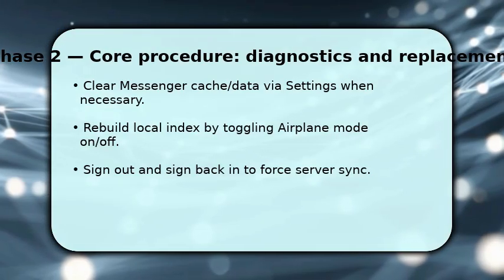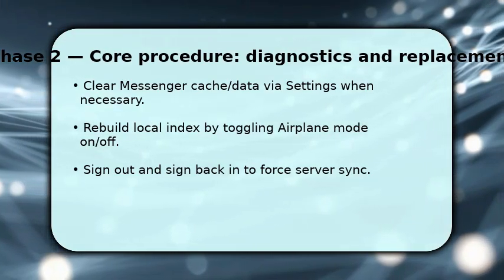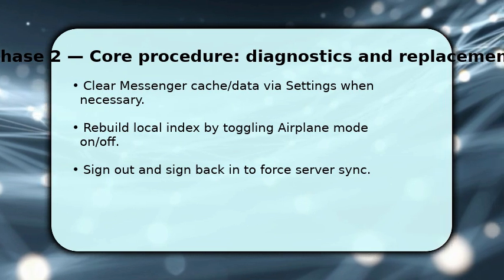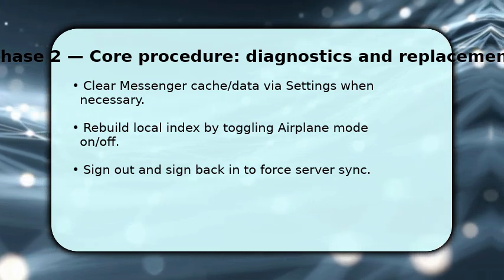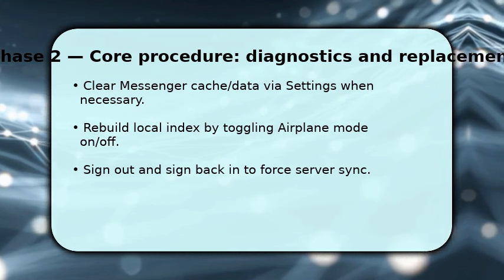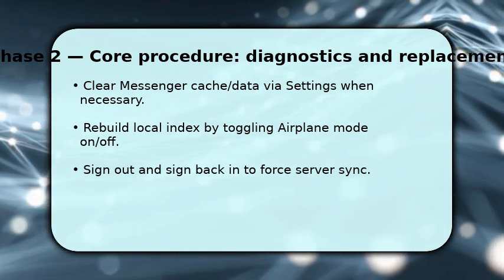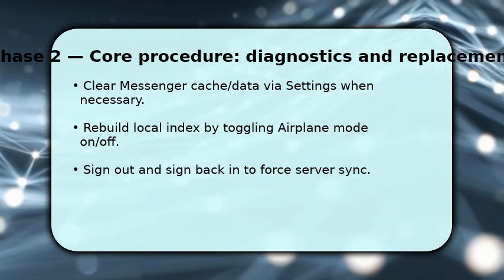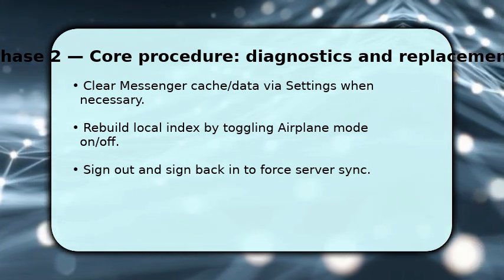Now you rebuild the app's local index. Clear the cache from Android settings or offload the app on iOS, but avoid deleting account data unless backed up. Once cleared, toggle airplane mode for 10 seconds, then reconnect. This forces the app to re-fetch conversation metadata.